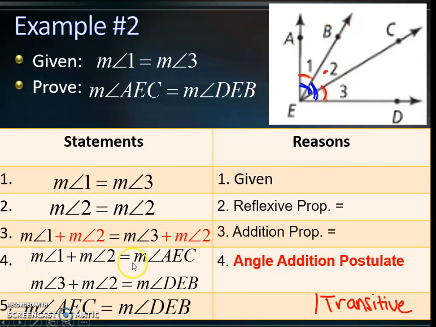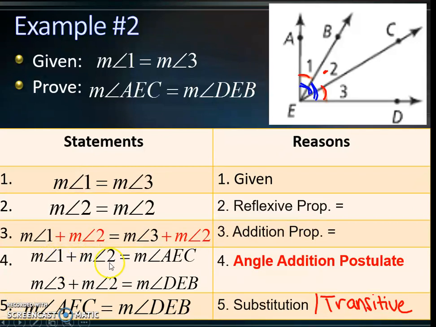Because when you add these two angles, it forms one big angle. When you add these two angles, it forms the other big angle. And number 5, what you do is you do substitution, or you can write transitive if you want. So angle AEC equals angle DEB.